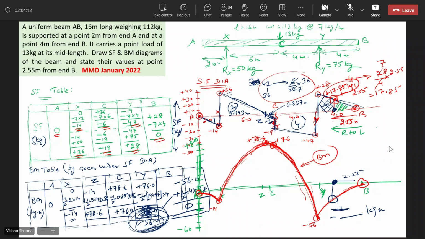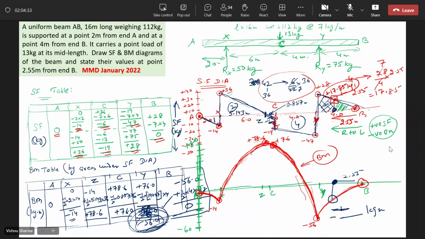So when you come from right to left, positive SF will give you negative BM. You remember the sign convention will reverse now? Correct? So BM with the triangle, it is easier.